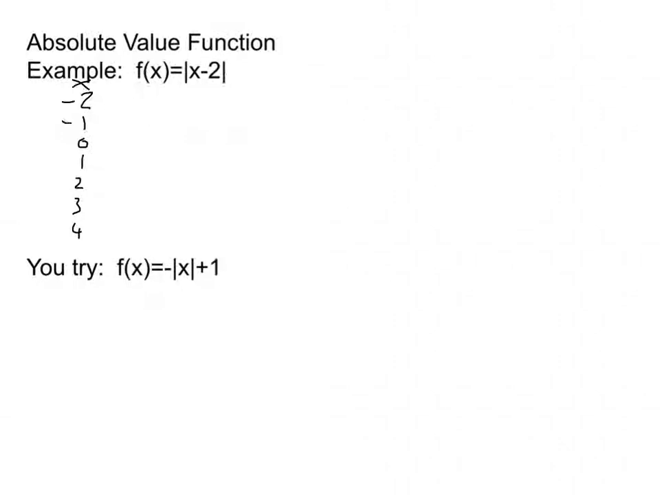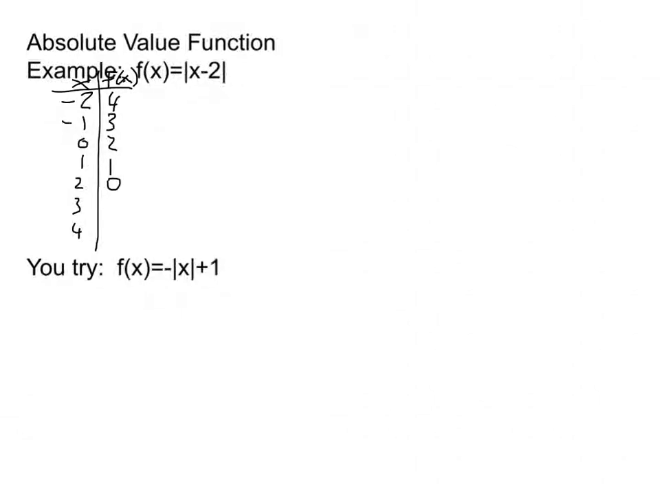Okay, so these are our x values, our independent variables. These are our f of x, also known as our y value. So if I plugged in -2, -2 minus 2 is -4. The absolute value of -4 is 4. If I plugged in -1, -1 minus 2 is -3. Absolute value of -3 is 3. If I plug in 0, I'm going to get a 2. And then 1 minus 2 is -1, but that'll be a 1. At 2, I get 0.